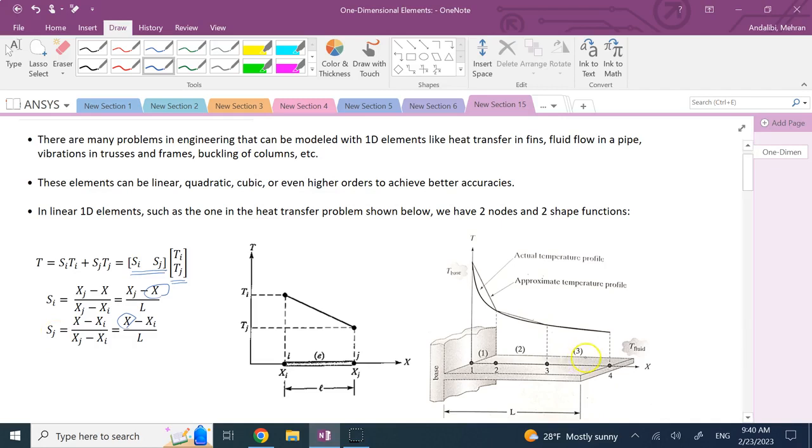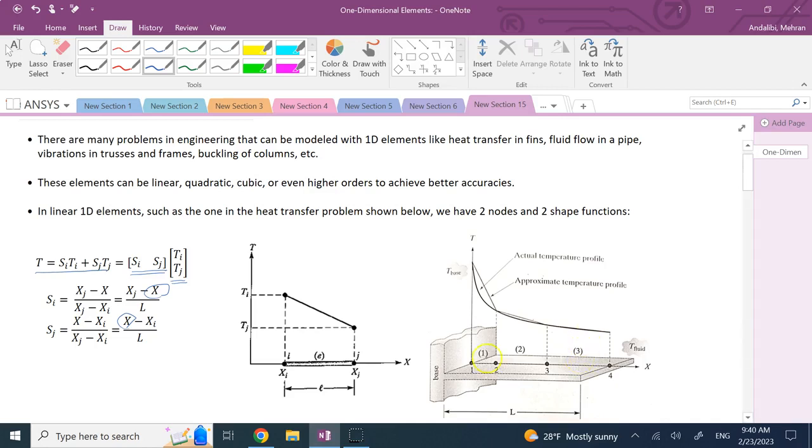So here, let's say here is a fin. On one side it is attached to a base with a base temperature. On the other side it is exposed to the fluid with fluid temperature. And let's say T of base is bigger than T of fluid, so the temperature in reality would drop like this, like an exponential function kind of. And you can approximate this by a bunch of linear functions that are continuous. And each function is written like this: SiTi plus SjTj.